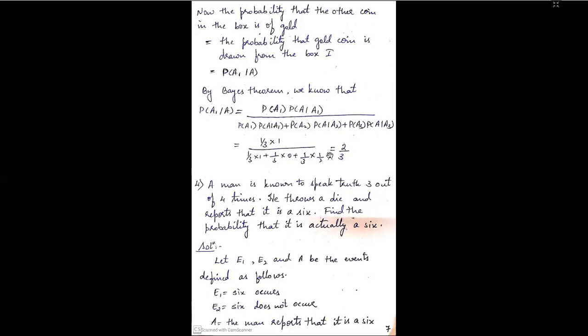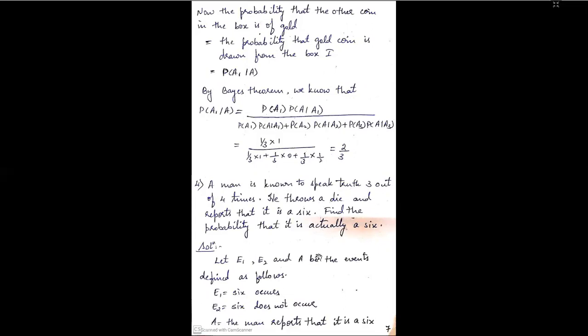Next problem. A man is known to speak the truth 3 out of 4 times. He throws a die and reports that it is a 6. Find the probability that it is actually a 6. Now, there are 2 events, E1 and E2, that I consider. E1 is that 6 occurs and E2 is that 6 does not occur.